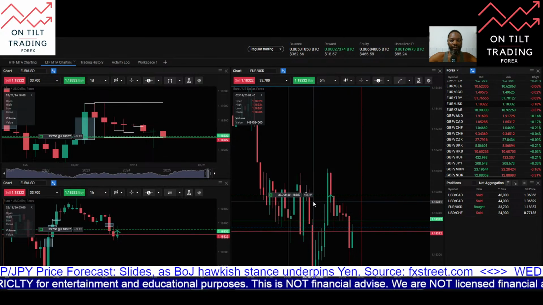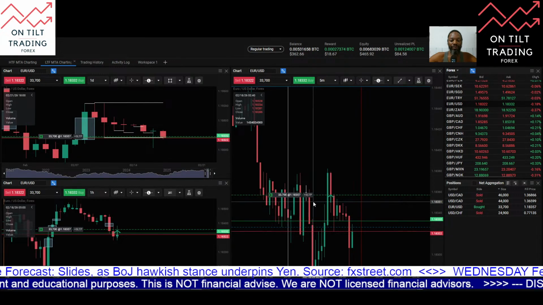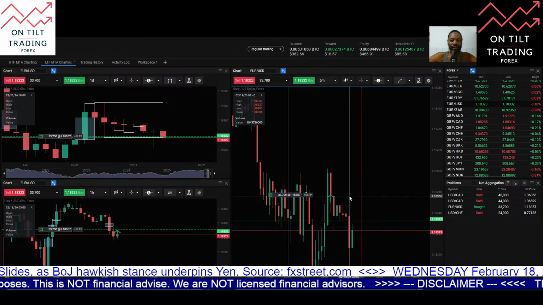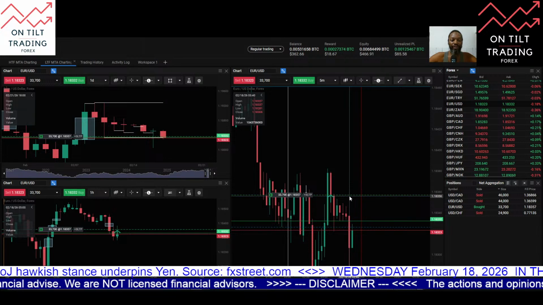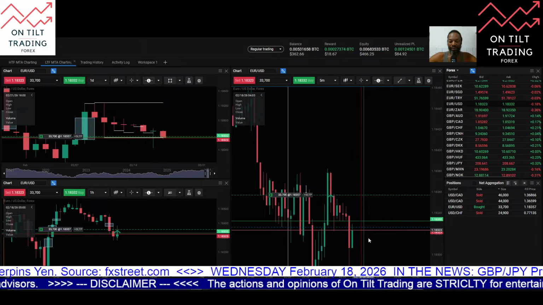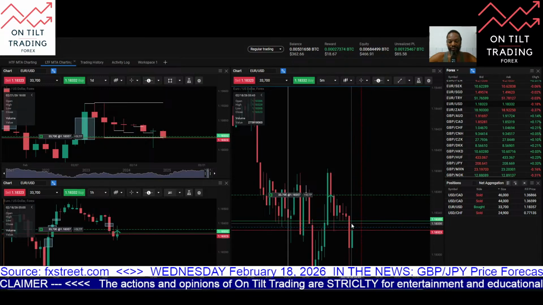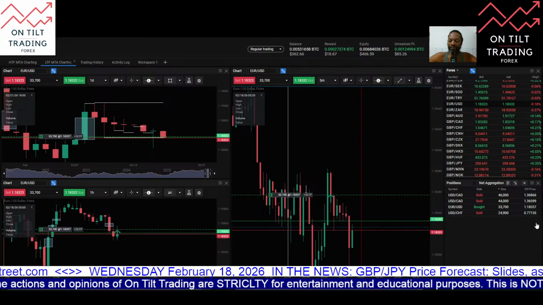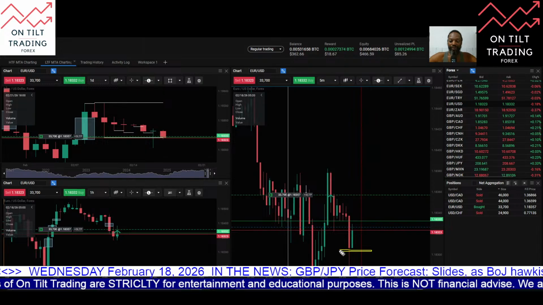So the low here is 1.18281, and then this just put in a 1.18281, so just put in equal lows here. And then there's also liquidity resting below this candle here.